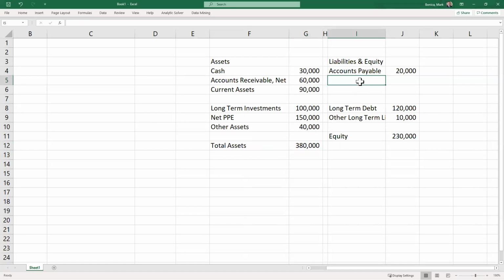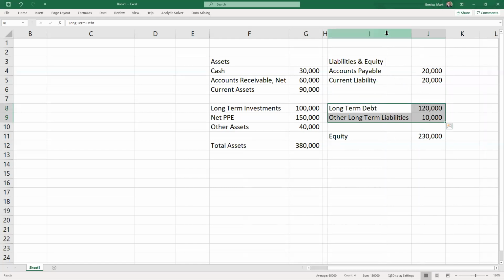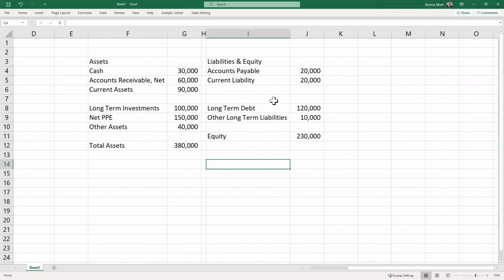Now over here on the liabilities and equity side, we have current liabilities just like we have current assets. In this case, this is a simplified balance sheet, so there's only one current liability, and it is the accounts payable. We still want to have a total there, and center this a bit. We still want to have a total there just for good form, okay?